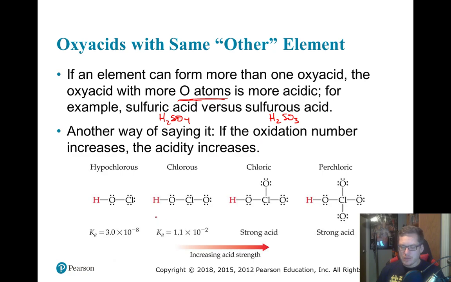So remember how to calculate the oxidation number. You're taking the number of electrons that it came with minus the electrons that it currently has. So here's your hypochlorous acid. It's only got one oxygen attached here, and then chlorous acid is slightly stronger. Chloric acid is one of our strong acids, and perchloric acid is one of our strong acids. So our acids increase as we're adding these oxygens to it.